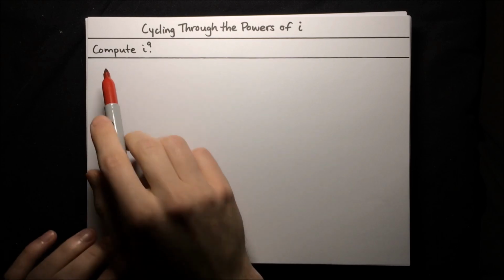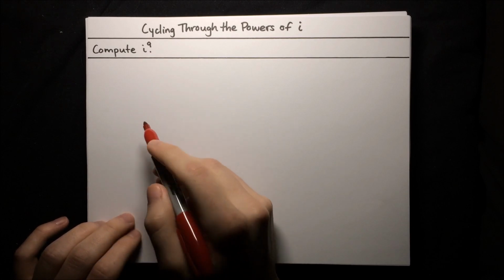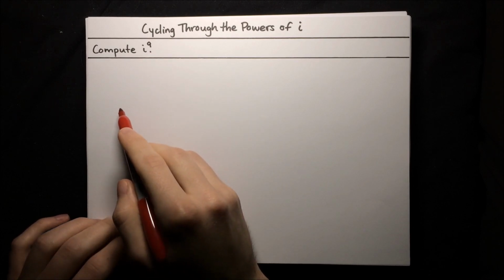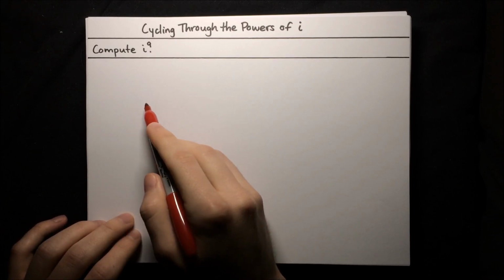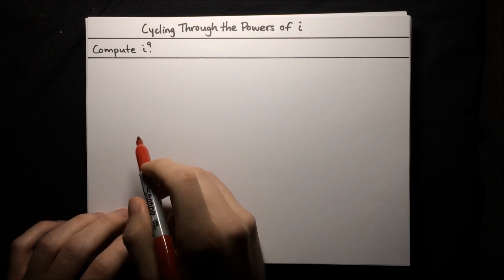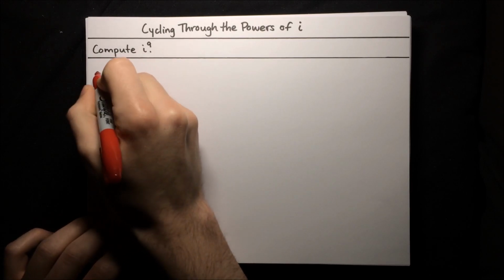In this video, I'm going to show you how to cycle through the powers of i and find a pattern that lets us compute i to any power pretty easily. So here we want to compute i to the ninth, and we're going to start off by just cycling through the powers of i: i to the first, i to the second, i to the third, fourth, and so on, and we're going to see a pattern here. So let's just go ahead and do this.